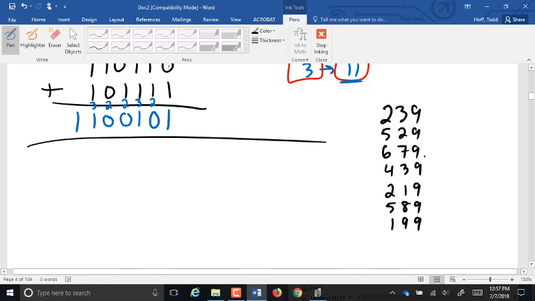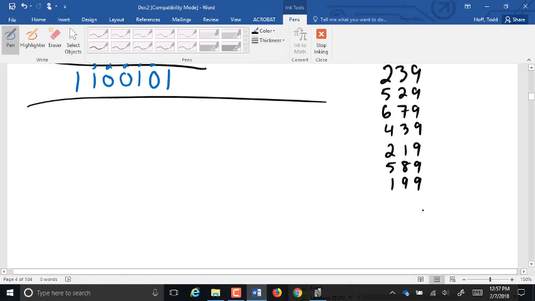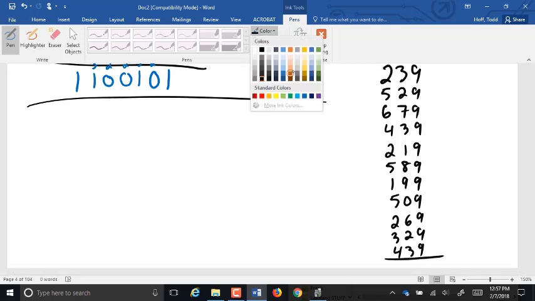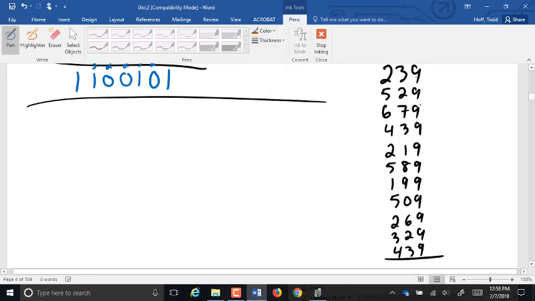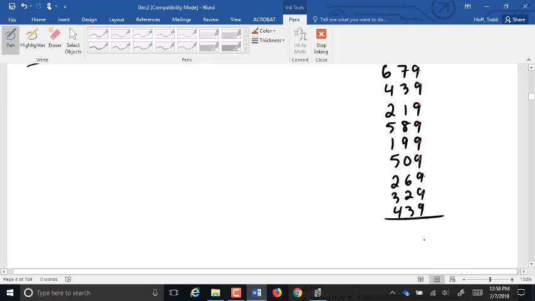Let's see, 1, 2, 3, 4, 5, 6, 7. I need at least 4 more. If I add these, I've got 1, 2, 3, 4, 5, 6, 7, 8, 9, 10, 11 nines. I need one more. I've got 12 nines there.